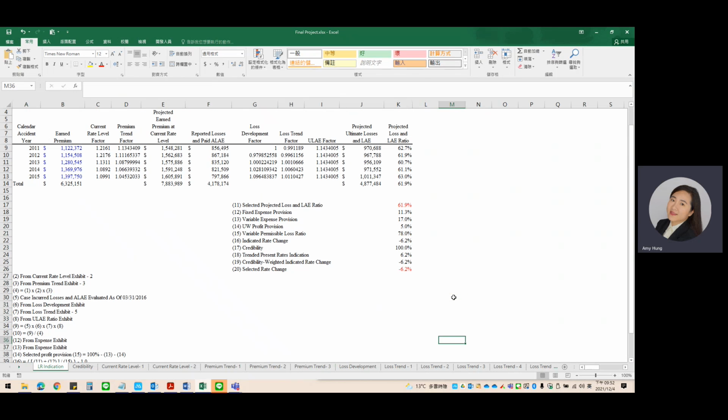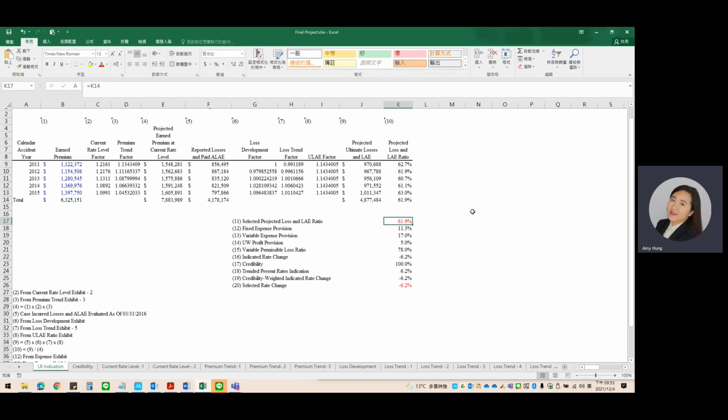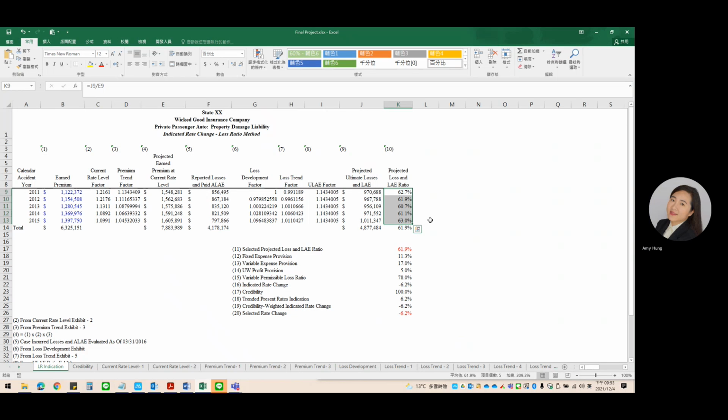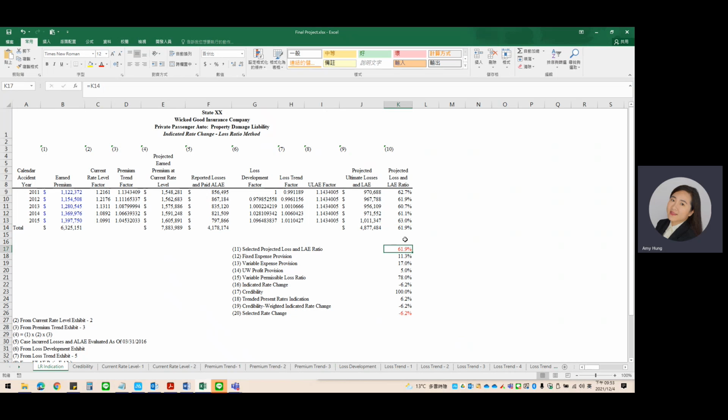I would like to talk more about the selection of the projected loss and LAE ratio, which is this one. As we can observe from accident year 2011 to 2015, the ratio didn't change a lot, and we didn't see significant changes between years. Right here, we didn't see much change. Therefore, the selection of the projected loss and LAE ratio is based on the average of the projected loss and LAE ratios, which is calculated here.